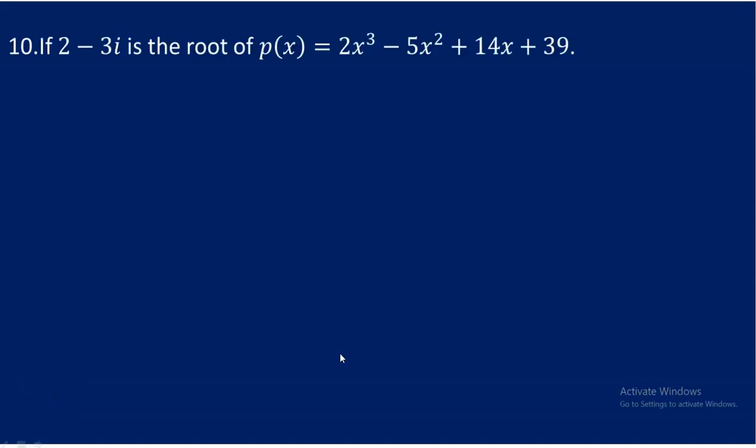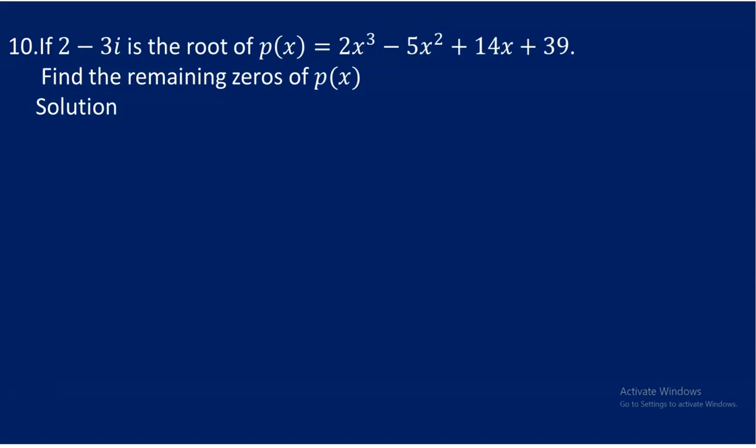Okay, let's go to question number 10. You have been told that 2 minus 3i is a root of this polynomial function. The question is to find the remaining zeros for this p of x. So what we need to do is remember the conjugate theorem.